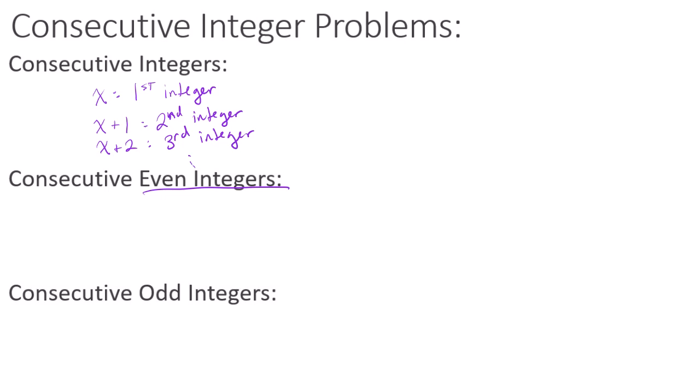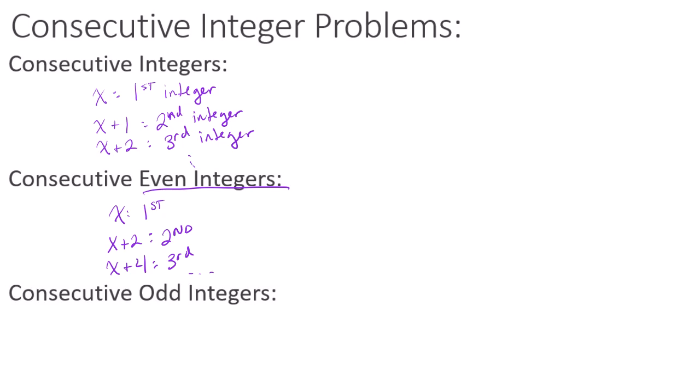Consecutive even integers. So now if we start with 2, the next even integer would be 4, right? So we're adding 2, and then the next one would be 6 and so forth, right? And we could even start at like 50. The next even integer after 50 would be 52. So no matter what, you're adding 2 every time. So if x is the first, then that means x plus 2 is going to be the second. And then x plus 4 will be the next one, right? The third, and so forth and so on.